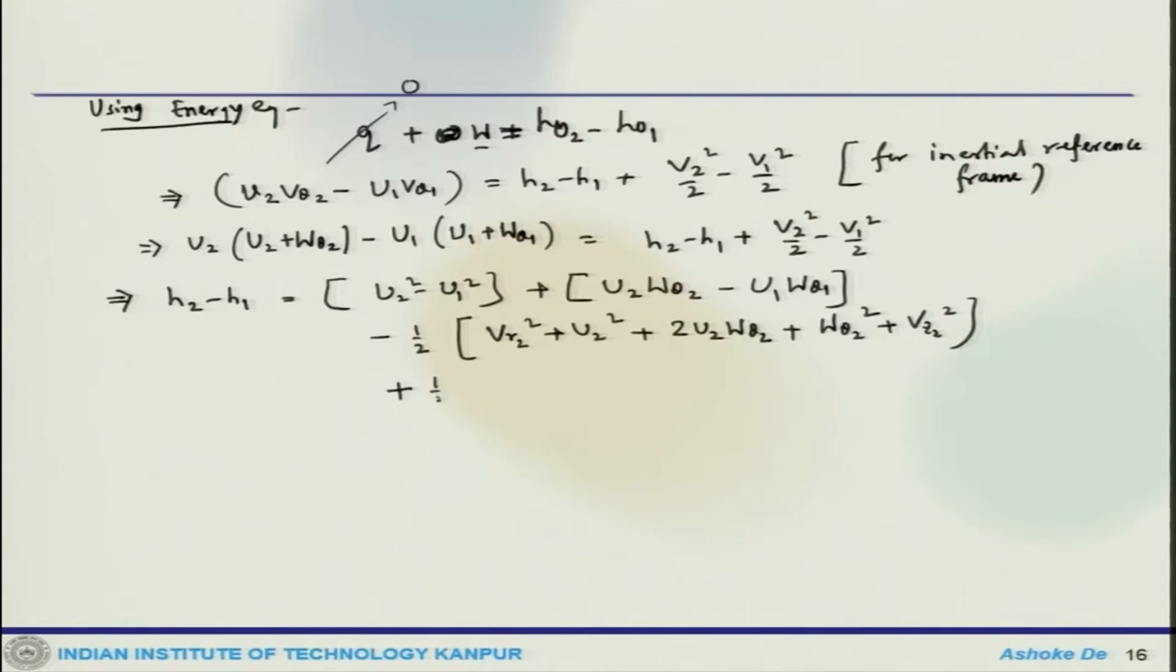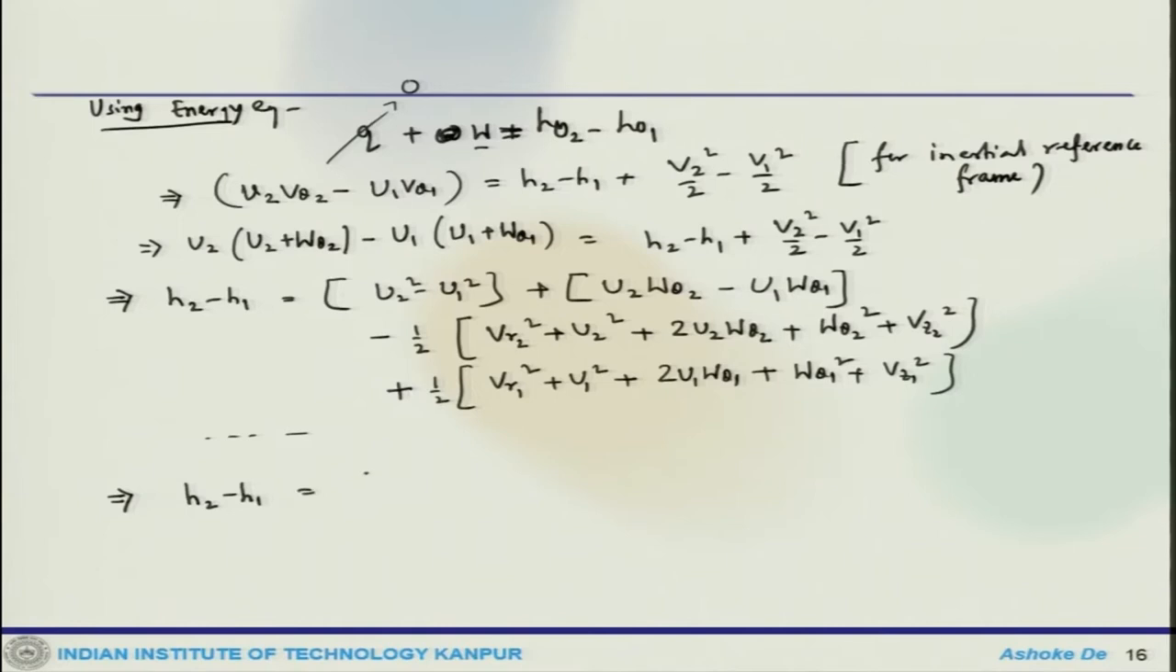Plus half V r1 square plus U1 square to U1 W theta1 plus W theta1 square plus V z1 square. So, it is just expanding this term. Now, if you do a little bit of algebra, you can do it yourself, a few more lines, and finally, after rearrangement, what can you get?